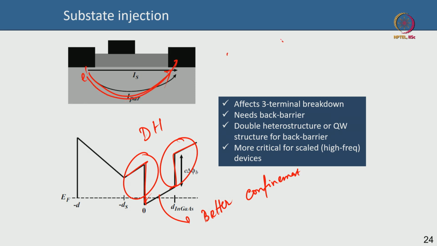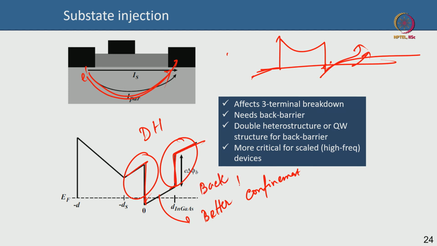If you just have a quantum well something like that, then electrons here can actually spill over here, correct, but here because of a backside barrier, this is also called a back barrier, by the way, this structure is also called back barrier. A back barrier structure will not allow electrons to spill over to the buffer and have a substrate injection. This is especially important for more highly scaled devices like millimeter wave devices such as Ka band, Ku band, etc. Okay, and this helps you improve the three terminal breakdown.